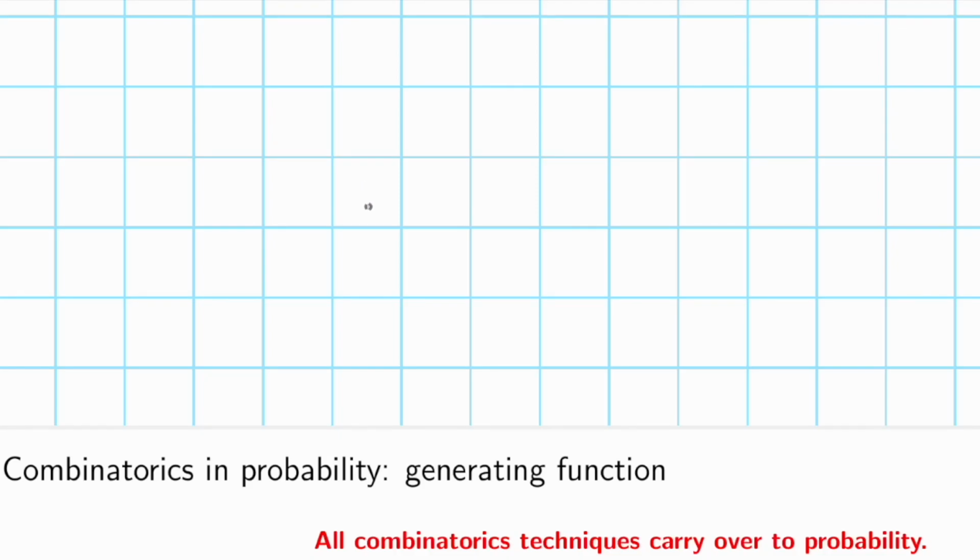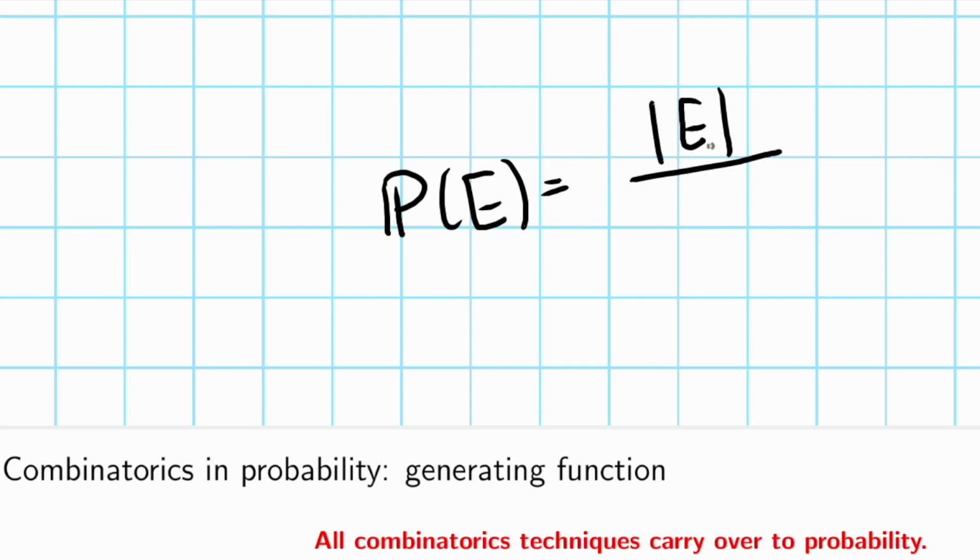Let's recall what the definition of probability is. The probability of an event E is the ratio between the cardinality of the set E and the cardinality of the set omega, where E is a subset of omega. This is the definition of classical probability.